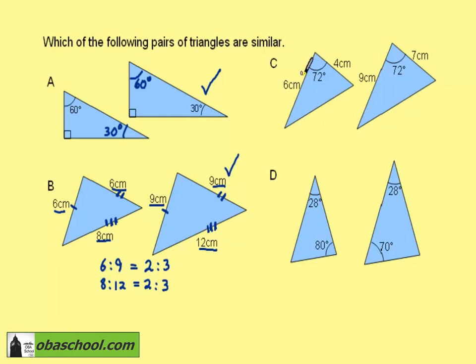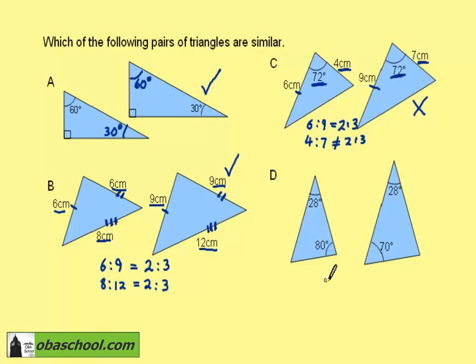In this example, we have an included angle between two sides in both triangles. This is 72 in both triangles. Consider these two sides. The ratio 6 to 9 cancels to 2 to 3. 4 to 7, however, does not cancel down and is not the same ratio. Therefore, these two triangles are not similar.